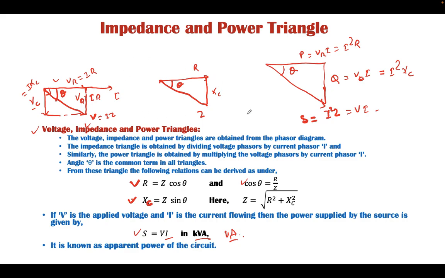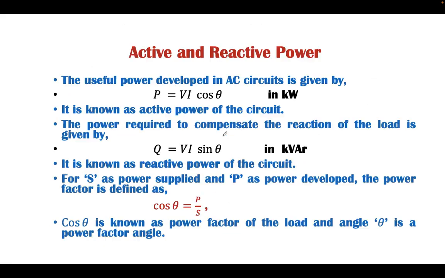Now, if the circuit is R, L and C, then the impedance triangle can be as we consider in the RL circuit or in the RC circuit, because the resultant impedance triangle depends upon XL minus XC or XC minus XL.